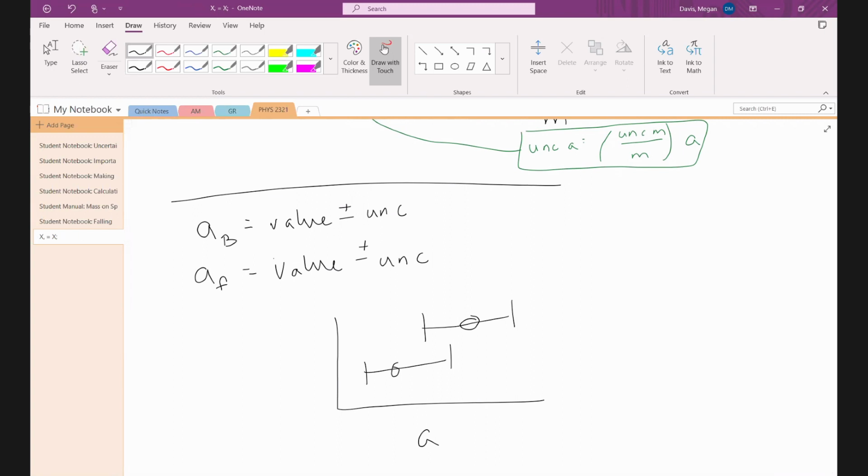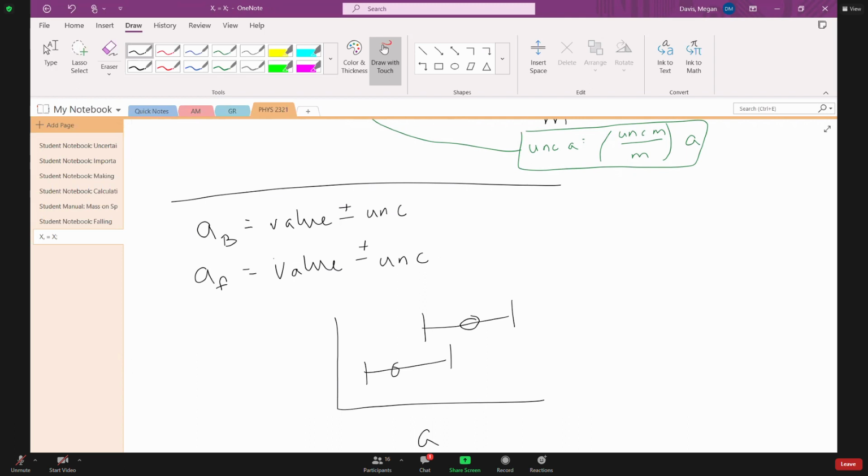Are these 2 points consistent with each other? Yes, because those error bars overlap. If those error bars overlap, it means they're consistent with each other, and it means they could actually be the same point. You could then have measured the same acceleration for both the ball and the filter. Actually, that's not what I wanted to do.